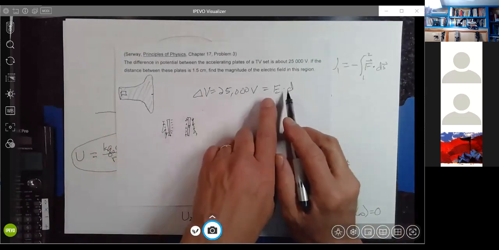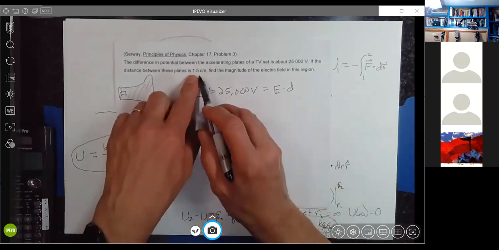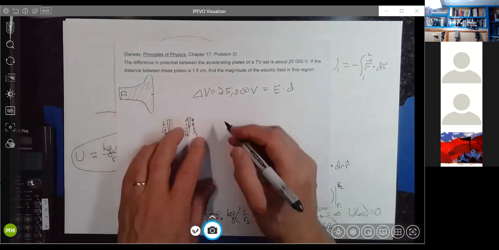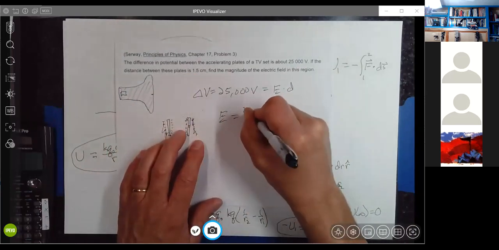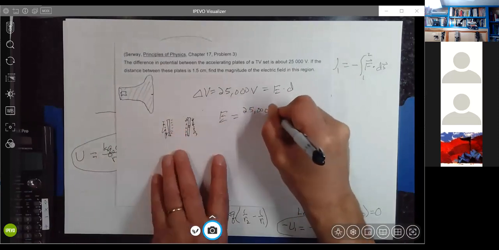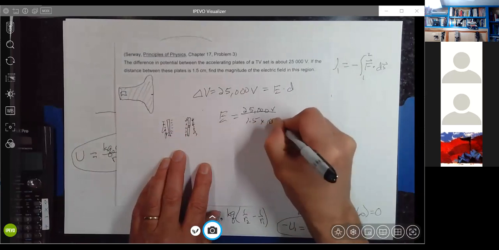All right, so anyway, E times D is going to equal those 25,000 volts. Well, there's the D, 1.5 centimeters. So the electric field in that case is going to be 25,000 volts divided by 1.5 times 10 to the minus 2 meters.